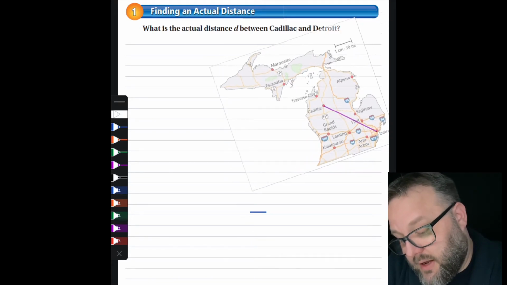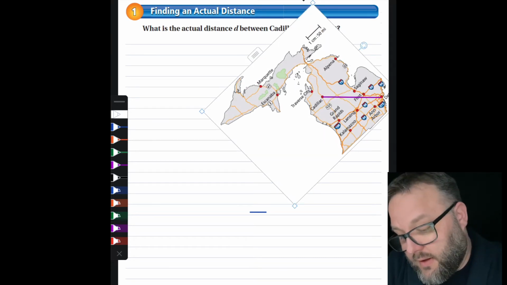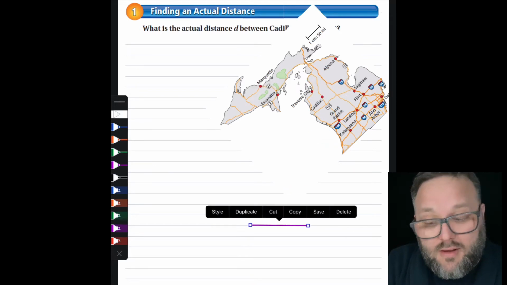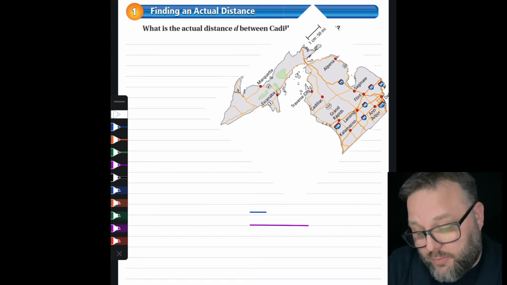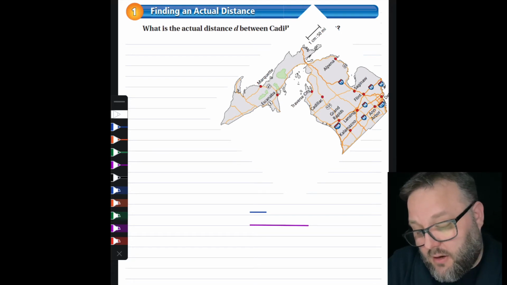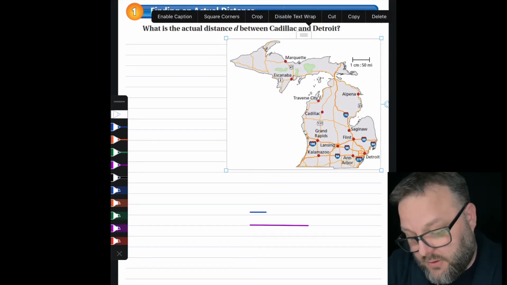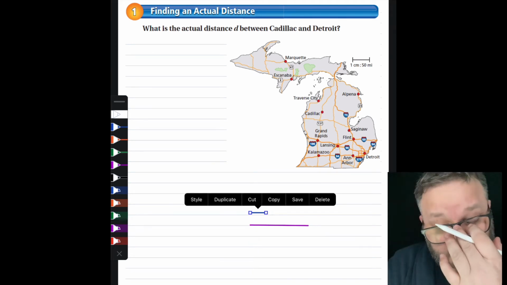I can turn this map until it is going left to right. Then I can grab this, because now I haven't changed the length of this purple, and I haven't changed the length of the blue. That purple is the distance I'm looking to find, because it was between Cadillac and Detroit. And that blue represents the distance of my scale of 1 centimeter equals 50 miles. So the only thing I want to do is make sure they line up to the left. That's what that red line connecting those two means.